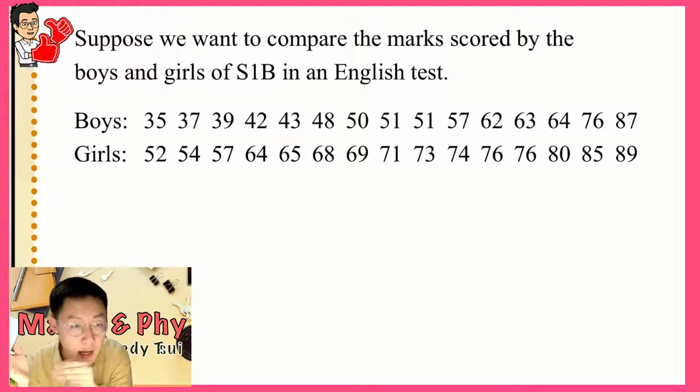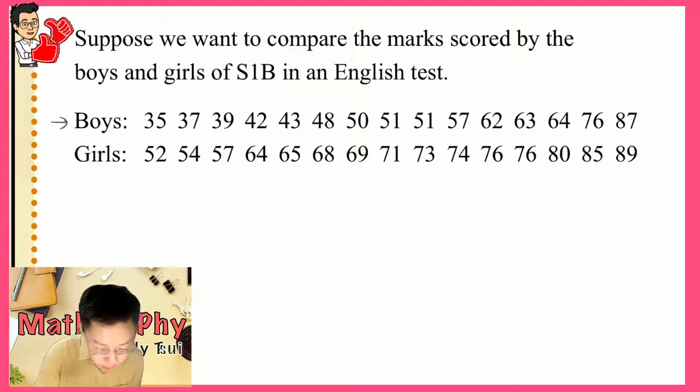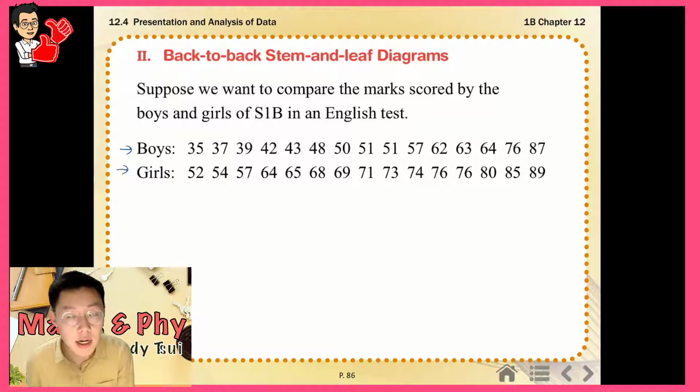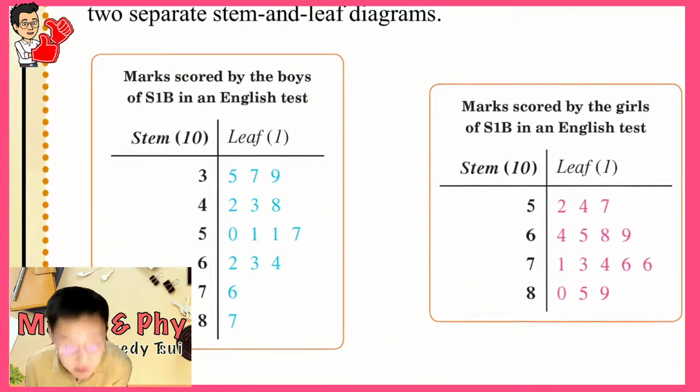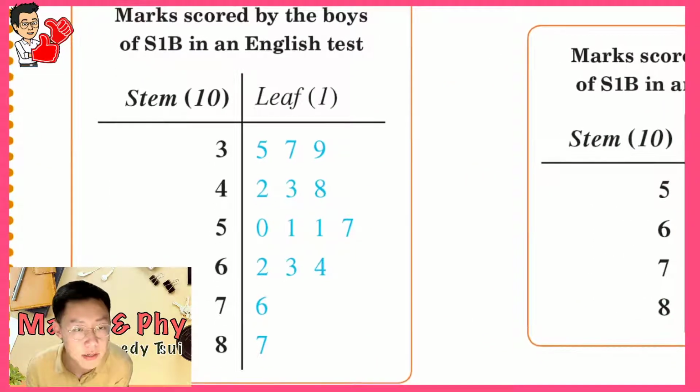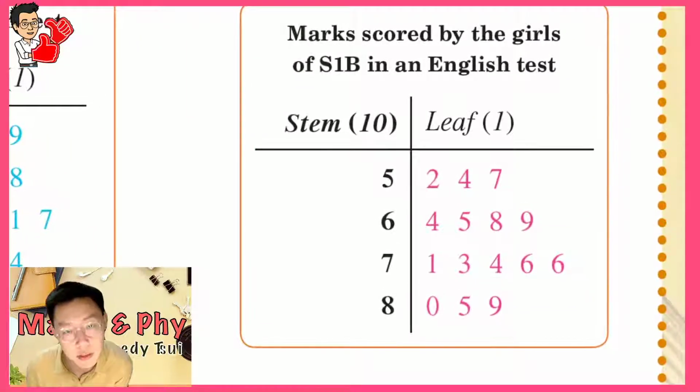So here you can see, suppose we want to compare the marks scored by the boys and girls of Secondary 1B in an English test. Okay, so here you can see there are two types of data, for boys and for girls. If we want to construct a stem-and-leaf diagram for boys and girls, you can see this one. The left-hand side stem-and-leaf diagram is for boys, and the right-hand side one is for girls.